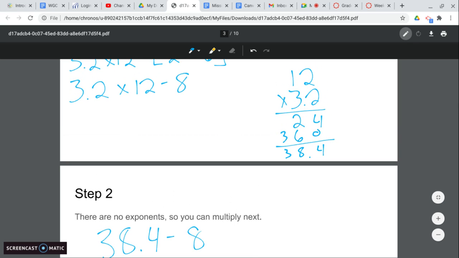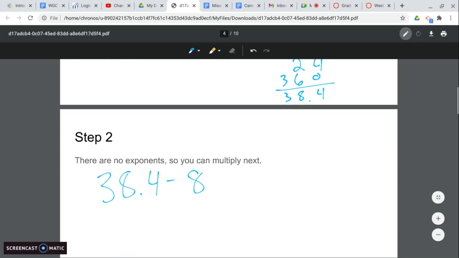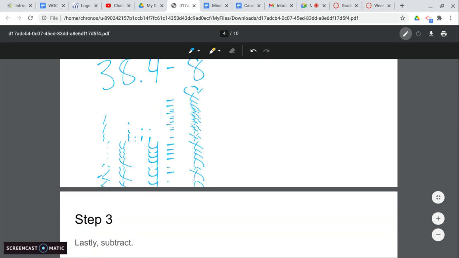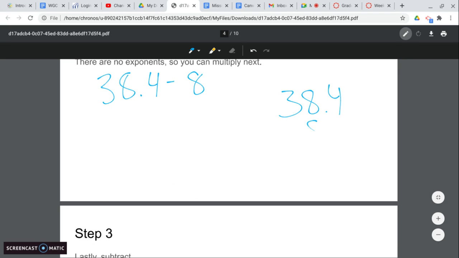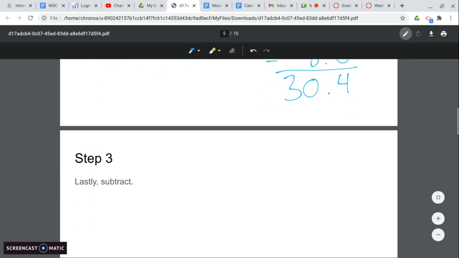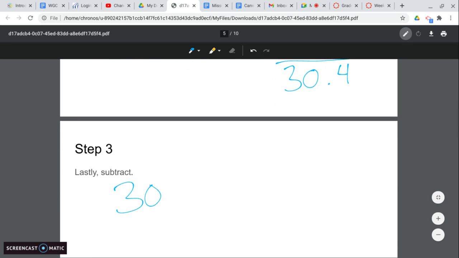minus 8. That's what we end up with. So our last thing we need to do is take 38.4 and subtract 8 from it. And remember, when you set these up, the 8 is going to go before the decimal. It's going to line up with the other 8 because this 8 is a whole number. So 4 minus 0 is 4. 8 minus 8 is 0. 3 minus nothing is 3. So our answer is 30.4.